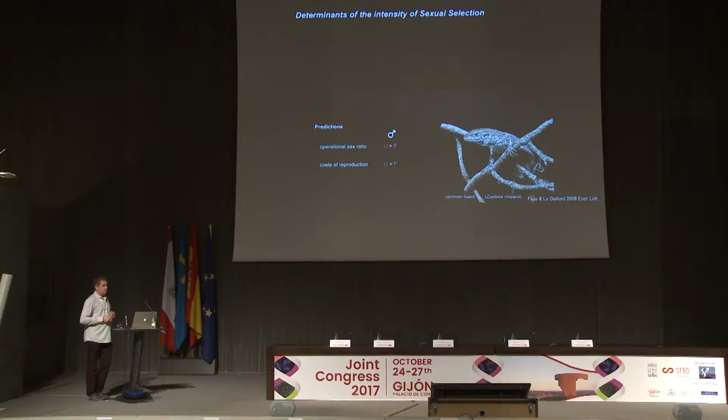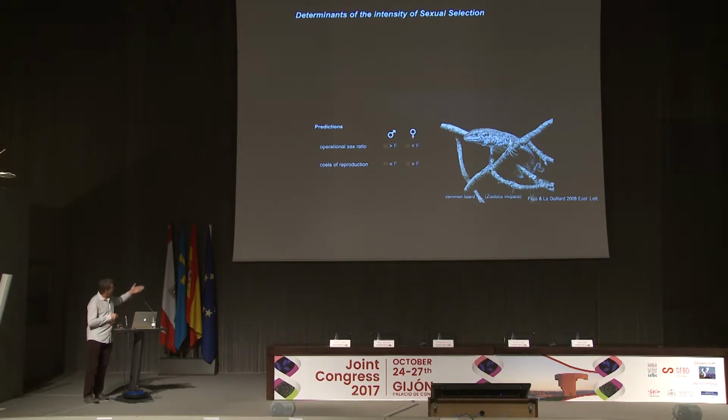So from that we can derive predictions for both hypotheses. First, for the operational sex ratio, we would predict that the intensity on males is bigger in male-biased populations. Why is this the case? Well, there are many males, few females. Females can choose among males, and that means there is more sexual selection going on males. From the cost of reproduction point of view, we would predict that in male-biased populations, the intensity of sexual selection on males is lower than in female-biased populations, because females in male-biased populations bear a lot of important costs. So due to this cost, they can no longer be selective.